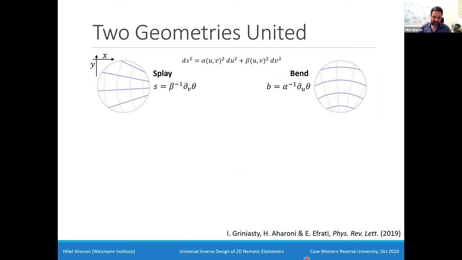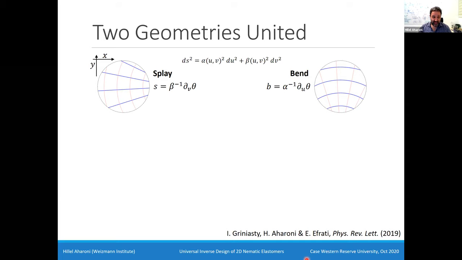So in 3D, you have splay, bend, and twist, and possibly a set of splay, depending on how you want to describe your material. But in 2D, all you have is splay and bend. The bend of a nematic director field is the amount by which it changes as you move along the director. And the splay of a director field is the amount by which it changes as you move in the perpendicular direction, tangentially to the director.